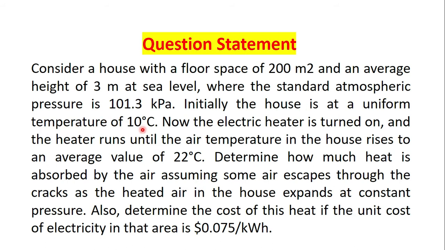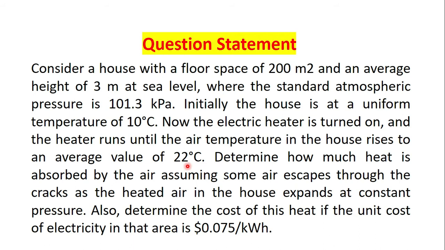So after some time we turn on the electric heater, and the heater runs until the air temperature in the house increases to an average value of 22 degrees centigrade. So it means that the purpose of the electric heater is to increase the temperature inside the house from 10 degrees centigrade to 22 degrees centigrade.